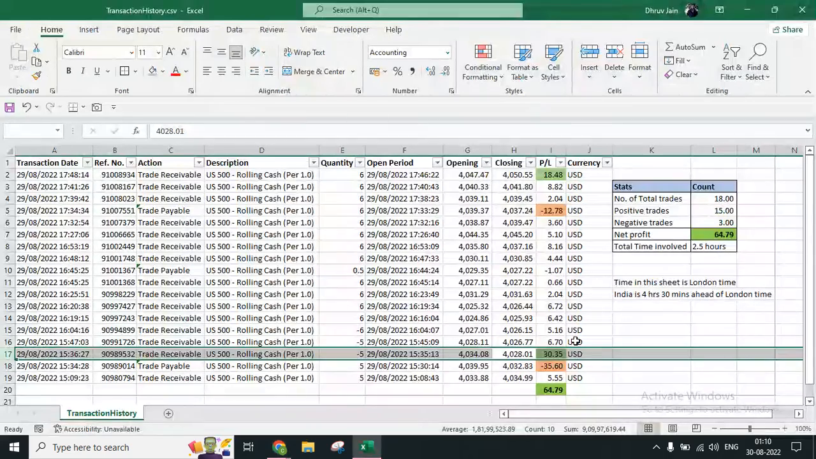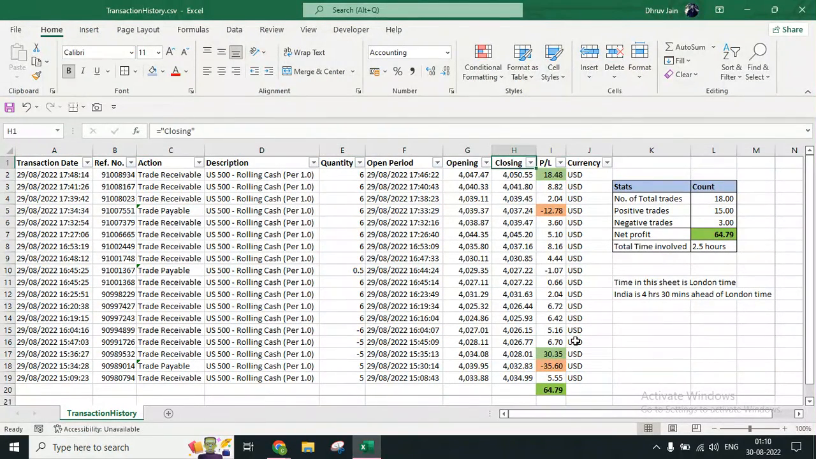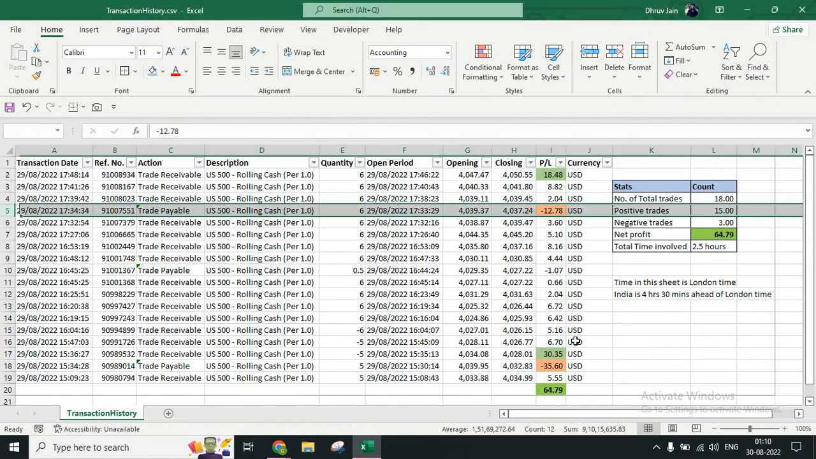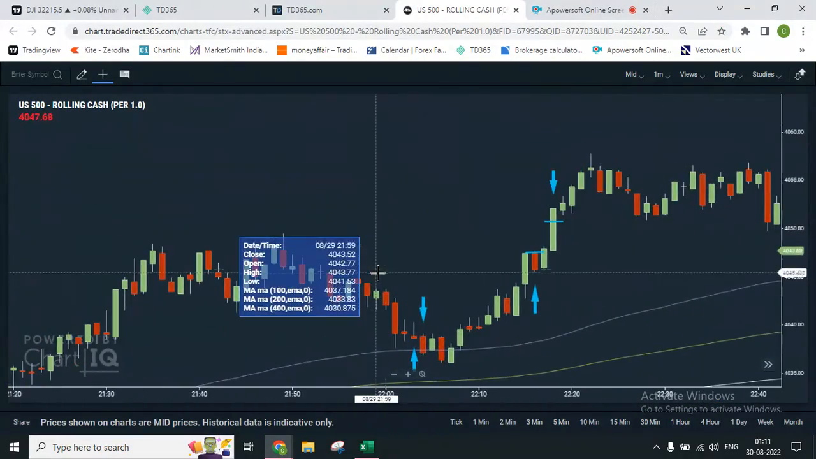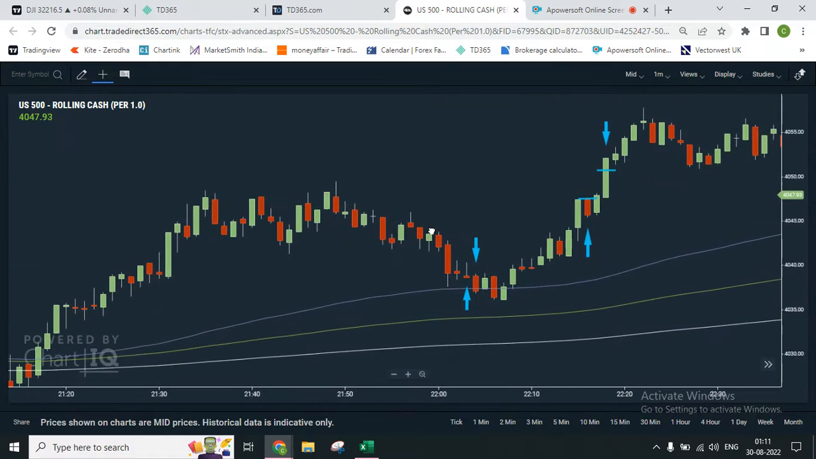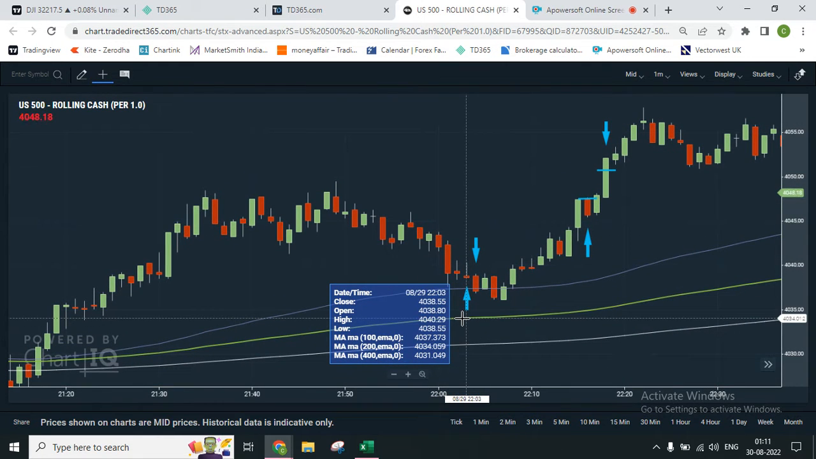So moving forward, another big figure. This was a $12 loss, 12.78. Let's discuss this one. The timing is 17:33. So around Indian time, we can say that it would be around 9:03. Just a second. I've also marked it on the charts for your easy referencing. This is the Indian timing.